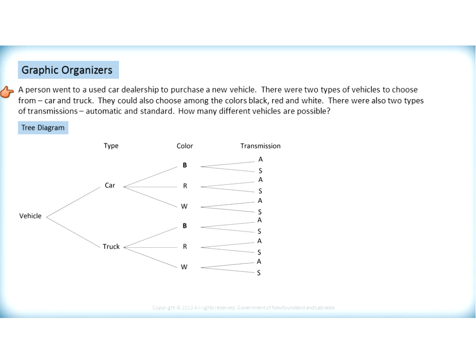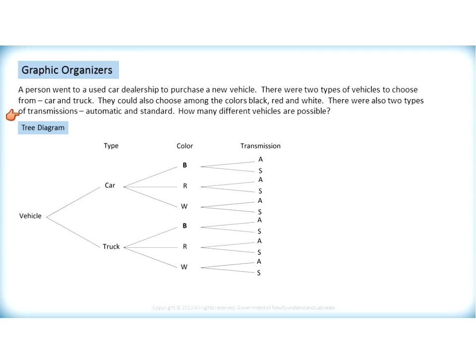In this situation, a person went to a used car dealership to purchase a new vehicle. There were two types of vehicles to choose from, a car and a truck. They could also choose among the colors black, red, and white. There were also two types of transmissions, automatic and standard. How many different vehicles are possible?